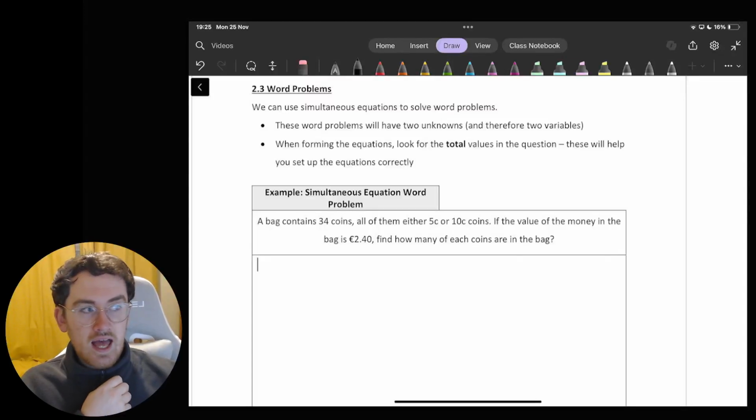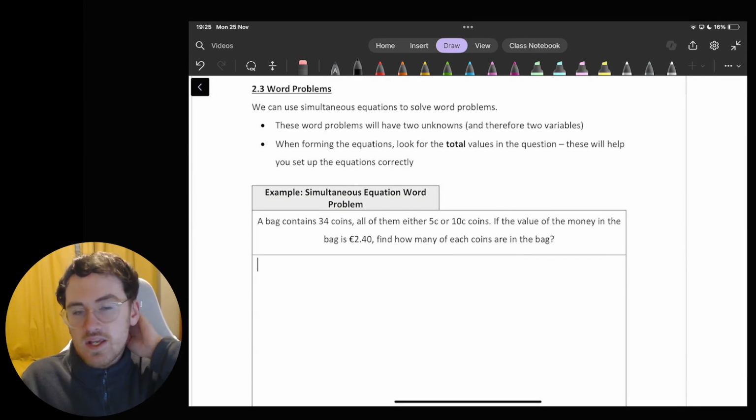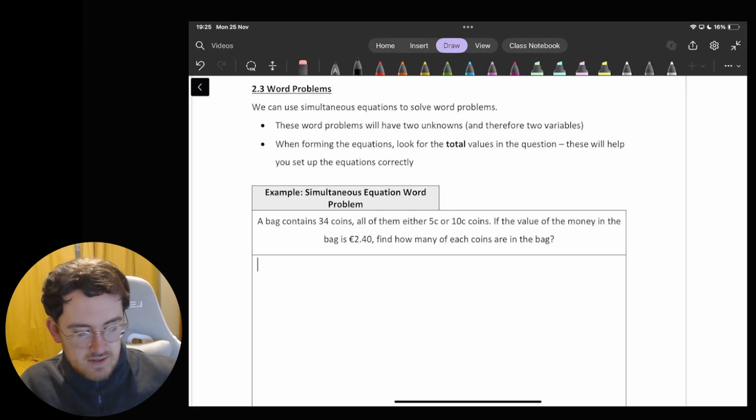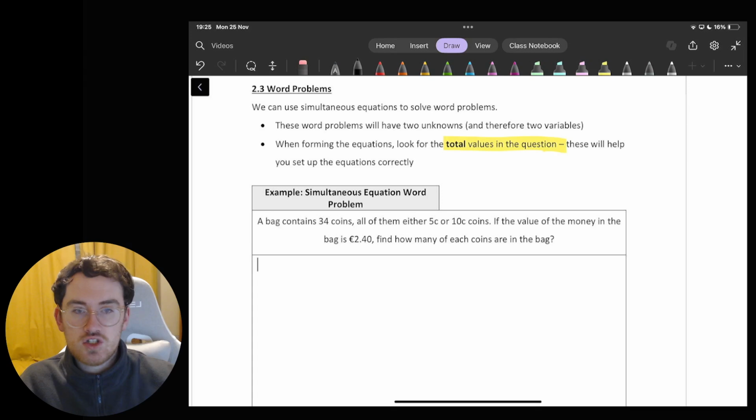Okay, so let's look at one of the last little parts with your simultaneous equations, which is the word problems. Again, it always comes back to these word problems. So when we're solving simultaneous equation word problems, again, two unknowns, and therefore two variables, two equations, okay? Generally with these, the best advice I could give you is look for the totals, because those are going to give you an indication of how your equations are formed.